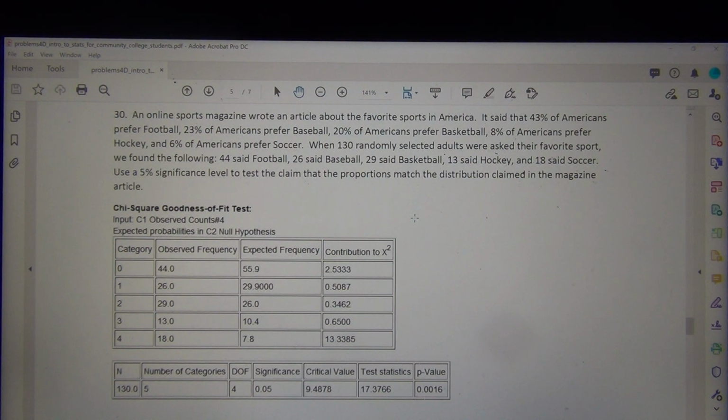All right, so now let's take a look. Our test statistic was 17.3766. Our critical value was 9.48. Now remember, goodness of fit is a right-tailed test, so the tail is going to start at 9.48, the critical value. Our test statistic is definitely going to fall in the right tail because 17 is a lot bigger than 9.48. So it is significant. Also, we're seeing that the p-value is very low, close to 0.0016. That's 0.16%.